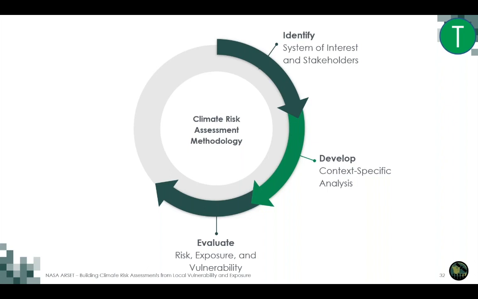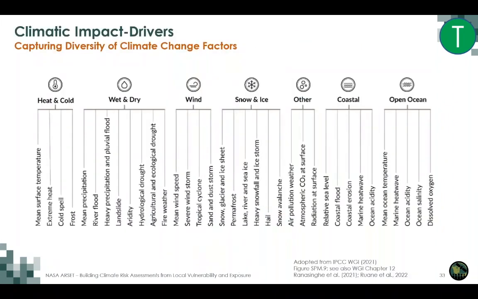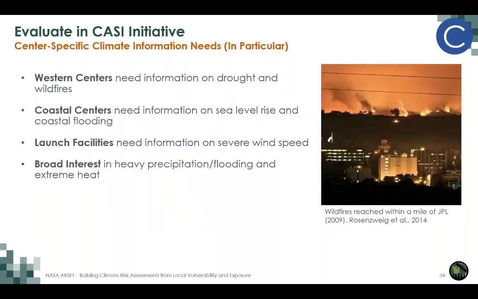The next phase of the project is the evaluate phase. Within CASI, we use this climatic impact driver framework to organize the way we approach climate risk information. Looking first at these top major types of climatic impact drivers, you'll see that we needed to represent different types of climate conditions and climate extremes. This is especially important because the situation and the context of each center calls for different types of information.